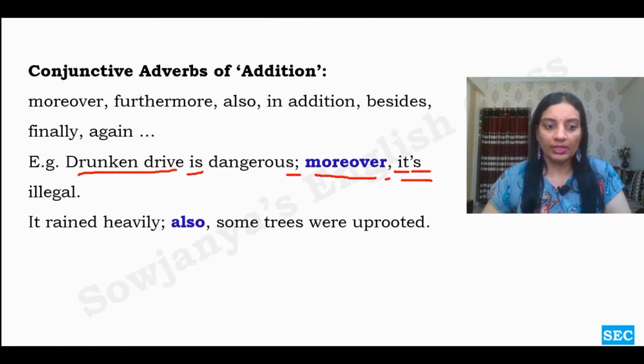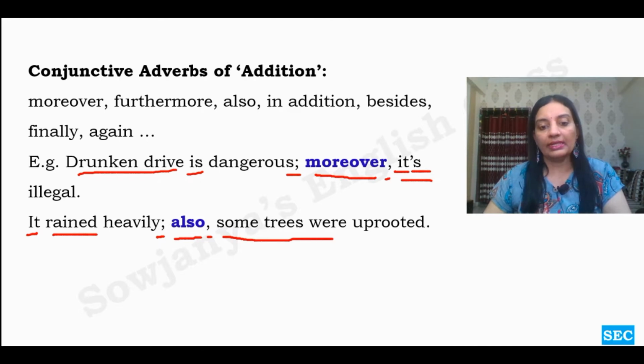It rained heavily. Also, some trees were uprooted. If you look at this sentence, this also is a compound sentence, joined together by a conjunctive adverb. It is the subject, rained is the finite verb. After the first independent clause, we have used a semicolon, then we have used a conjunctive adverb also, then we have used a comma, and then comes the second independent clause. So here some trees is the subject and were is the finite verb. Clear, everyone?